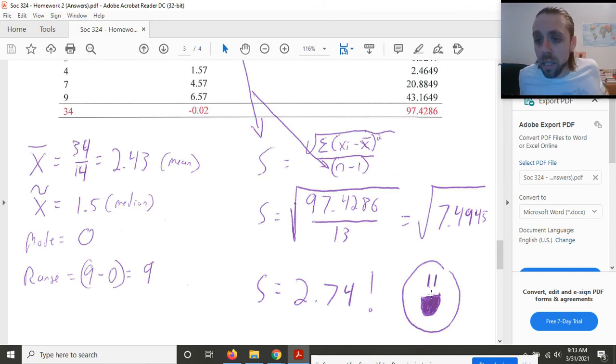So how would I interpret these things? Well, the average number of times eaten out last week is 2.43 with a standard deviation from the mean of 2.74. That standard deviation indicates that the average distance from that mean of 2.43 is 2.74 times eating out last week. That's my answer.